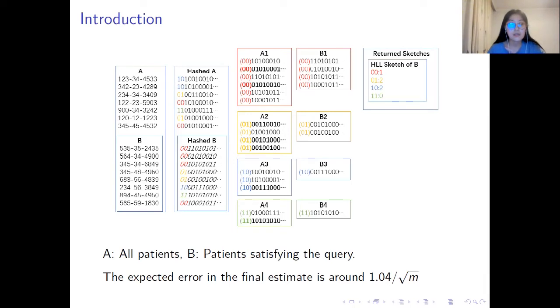After receiving the query, each hospital will use a publicly known and the same hash function. And this hash function will map a patient's ID to a random number between 0 and 1 and represent this number in base 2. So here we get the hash value of the patient's ID in the second box. And after that, the hospital will divide patients into M groups. So M is the number of groups, and this is decided by the central party.